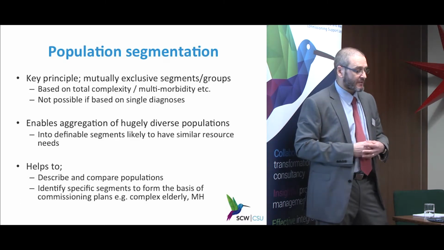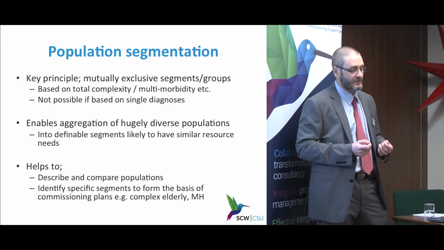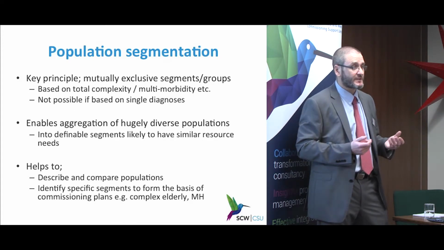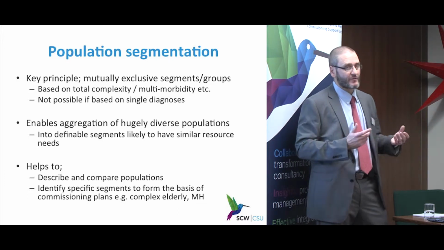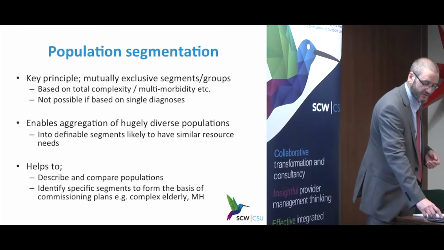That enables us to aggregate hugely diverse populations into segments that are likely to have similar healthcare resource needs, and that also helps us to describe and compare populations and also identify specific segments to form the basis of commissioning plans. And you'll all be familiar with some variant probably of the idea of complex elderly, frail elderly. I'm not aware of a healthcare system that's not currently interested in that particular cohort.